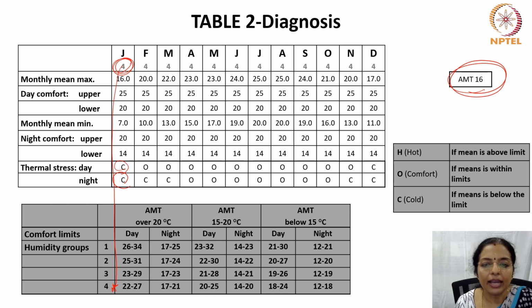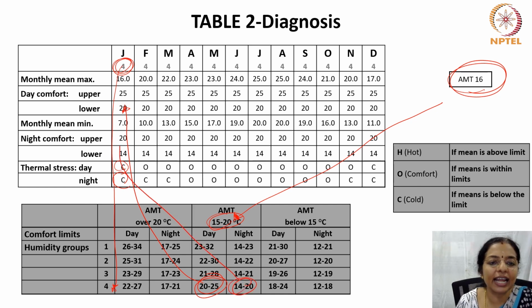AMT below 15 degrees centigrade, and here there is AMT which is 25 to, so 16 falls here, no, between 15 and 20. So this is what I will be entering. So this is what I have entered, 20 to 25. And 14 to 20 is the nighttime comfort range.